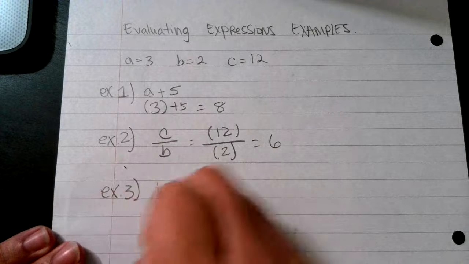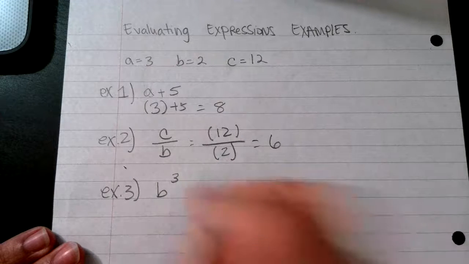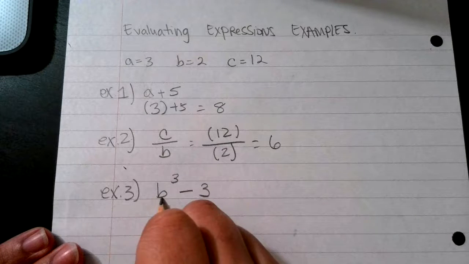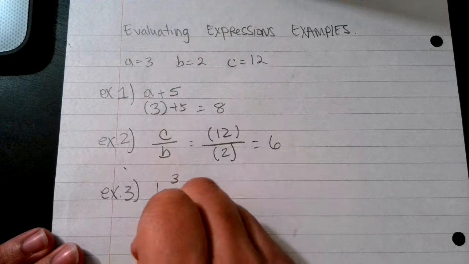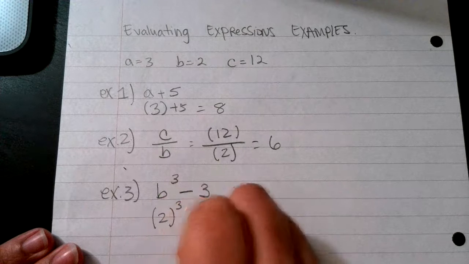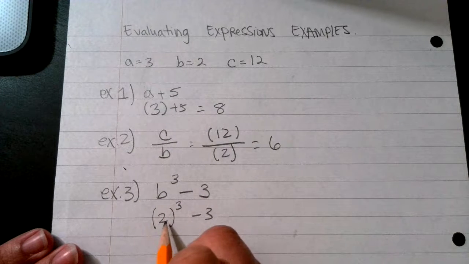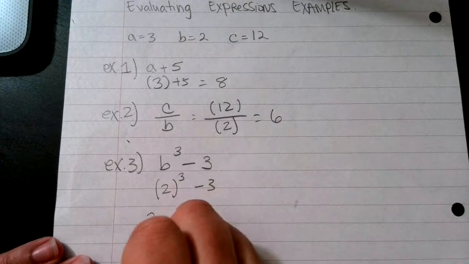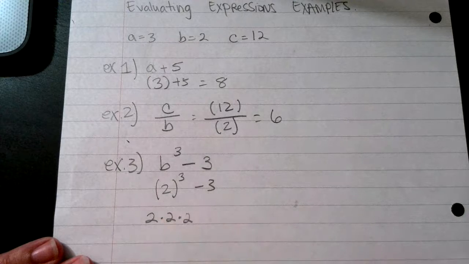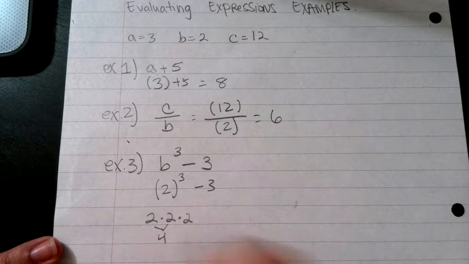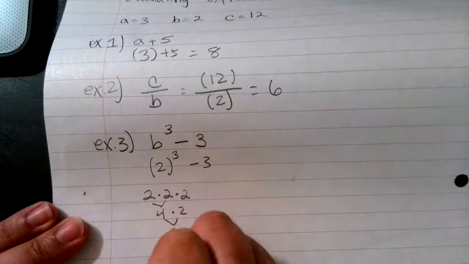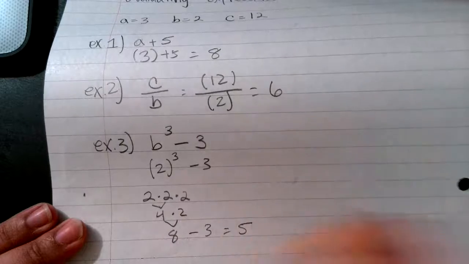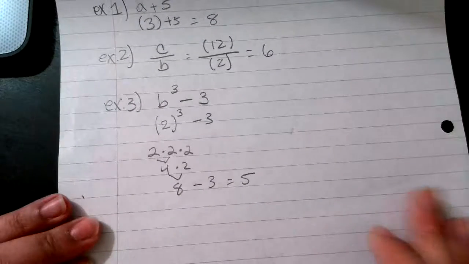If I had B to the power of 3 minus 3, B is 2. So if I had 2 to the power of 3 minus 3, remember that an exponent means you're multiplying by itself. So 2 to the power of 3 is also known as 2 times 2 times 2. 2 times 2 is 4. 4 times 2 is 8. So I have 8, and then let's do minus 3, which equals 5. So that would be 5.